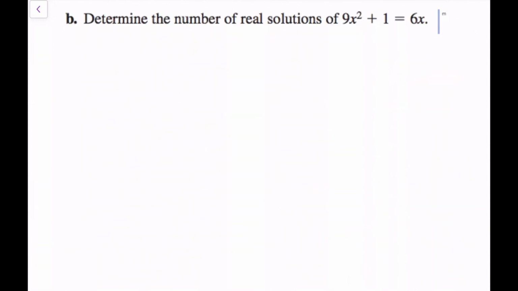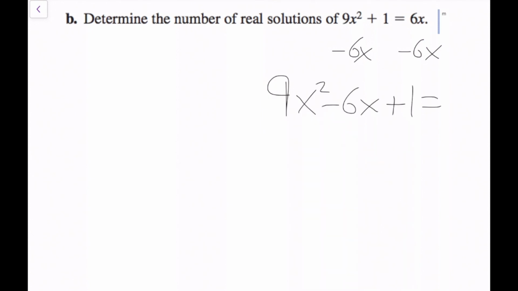All right, so for this one, we're going to do the same thing, determine the number of real solutions, but this time we're given an equation that is not in standard form. So we need to solve this for standard form. Remember, standard form is when we can write it as ax squared plus bx plus c is equal to 0. So I'm going to try to set this side equal to 0, and I'm going to subtract 6x on both sides, and then rewrite this in standard form, which is 9x squared minus 6x plus 1 equals 0.